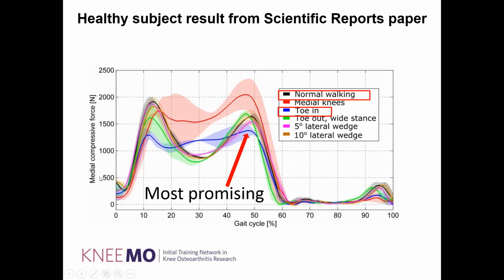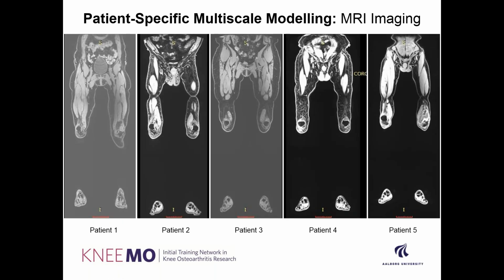But assume that we want to reduce the load on the medial contact force right now, then it looks like doing toe in for this particular subject would be the ideal modification that we did. Doing medialized knees for this particular subject would seem like the opposite result. So we took this one step further. We started to do it on patients.